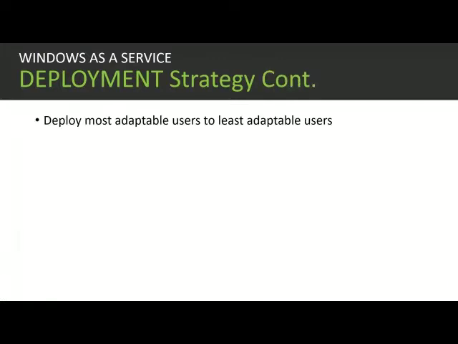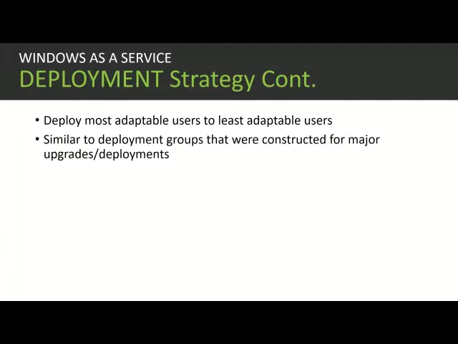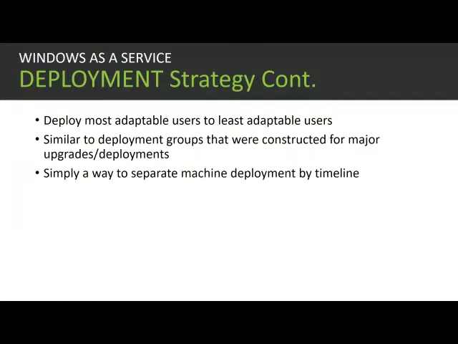So if I were to summarize some of this, deploy to your most adaptable users first and your least adaptable users last, if you're going to do it in a stepped cadence, right? Again, this is just one way to interpret the slides that Microsoft put together on their site, but it's similar to the deployment groups you're used to for major upgrades or deployments. You would go with IT friendlies first. You would then move to the people that are a little more difficult or maybe technologically challenged, right?